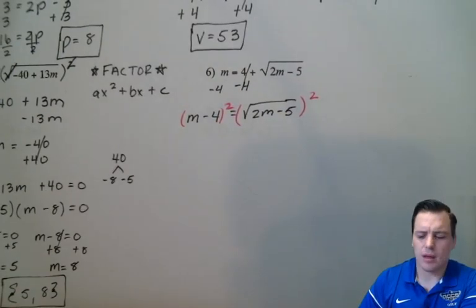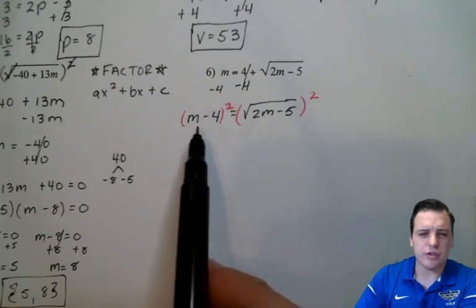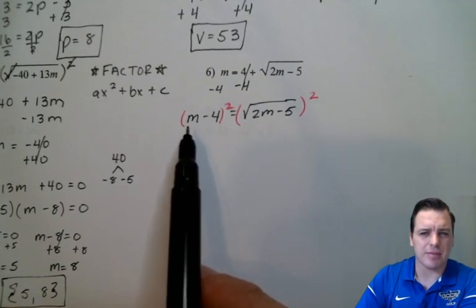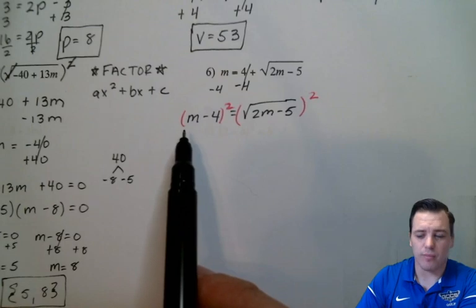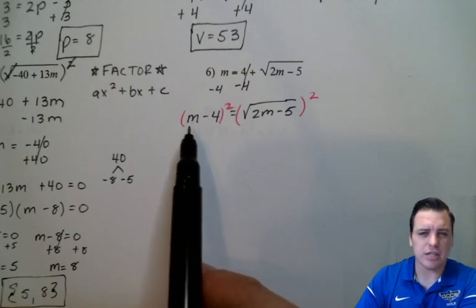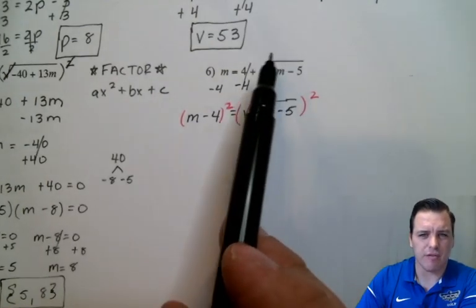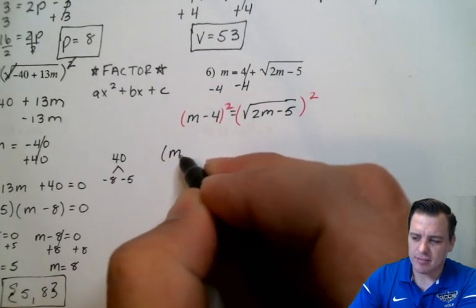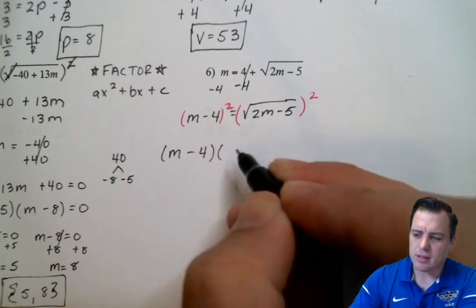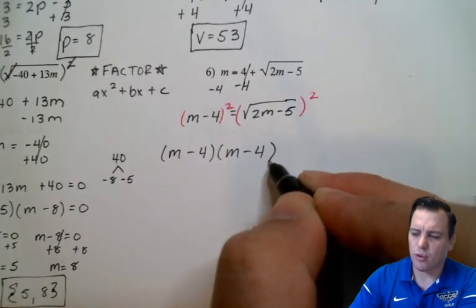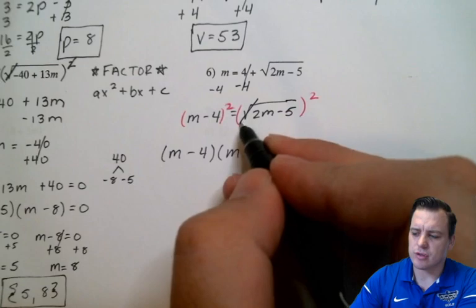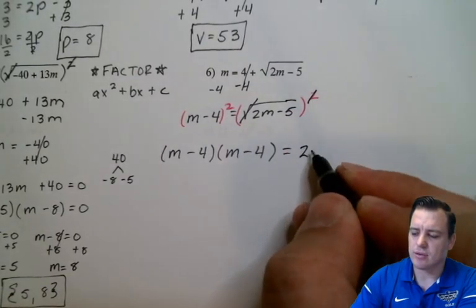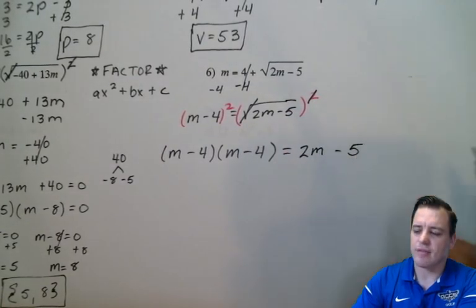All right. Now, as you see here, this is a binomial times a binomial. That is FOIL, but trust me, it would be much easier to FOIL this than it would be to FOIL all that. All right? So this looks like this. M minus 4 times m minus 4 is equal to the square root and square cancel, giving me 2m minus 5.